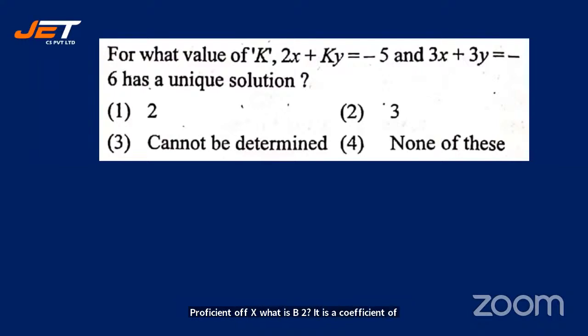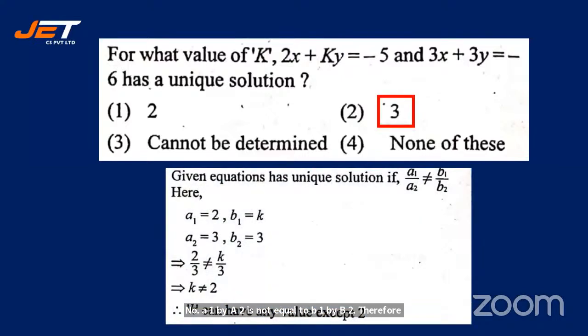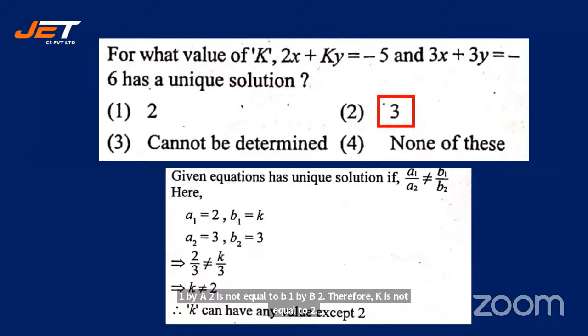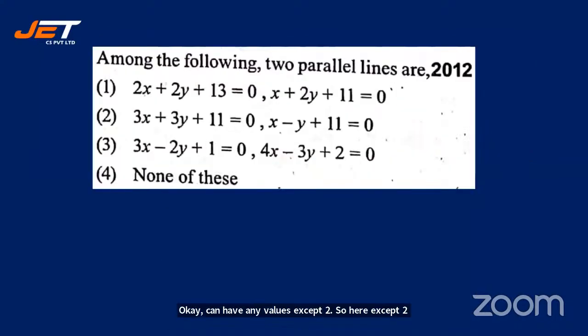So is A1 by A2 equal to B1 by B2? No, A1 by A2 is not equal to B1 by B2. Therefore, k is not equal to 2. So k can have any value except 2. Here, except 2, only 3 is given, isn't it? That's why we are opting for 3. That is option 2 as the right answer.